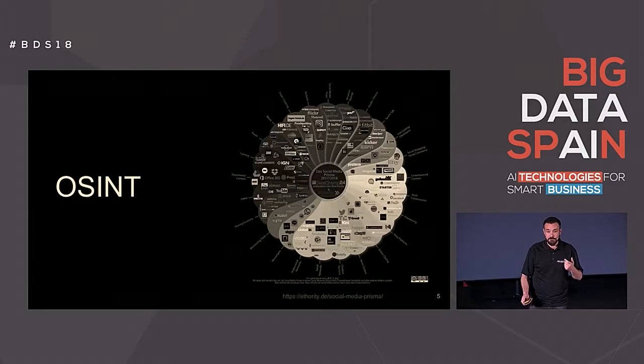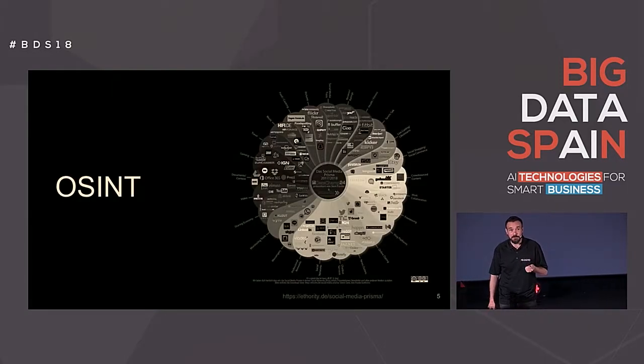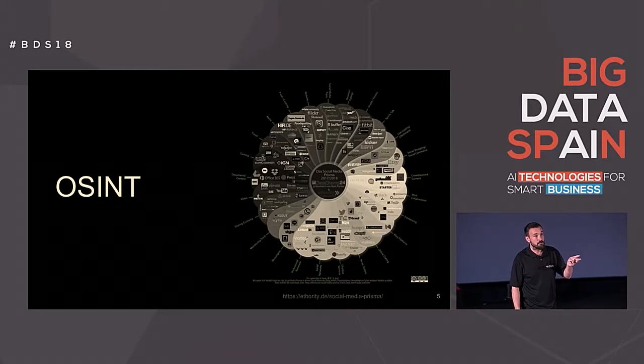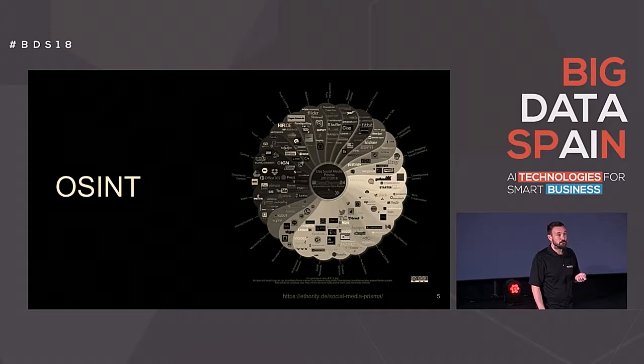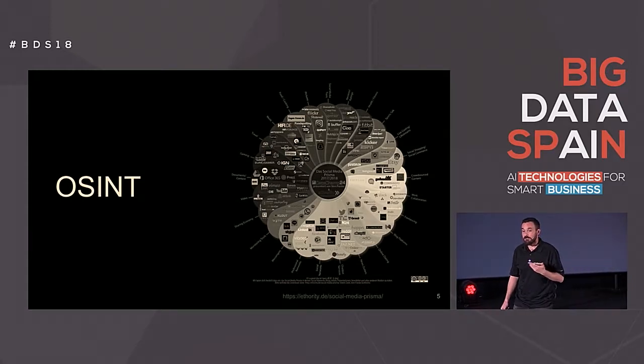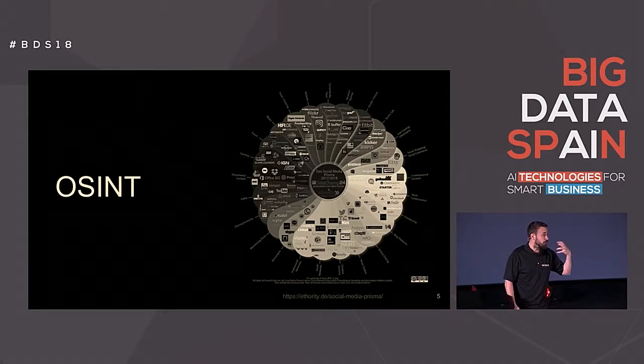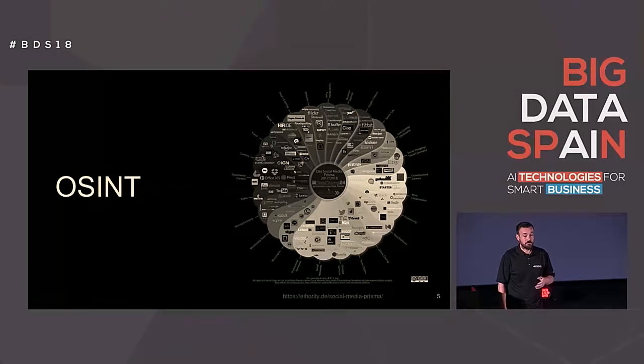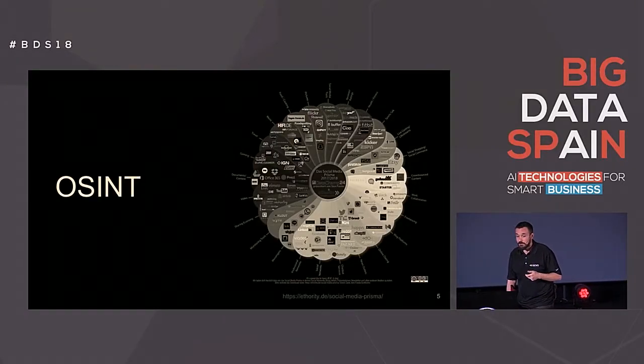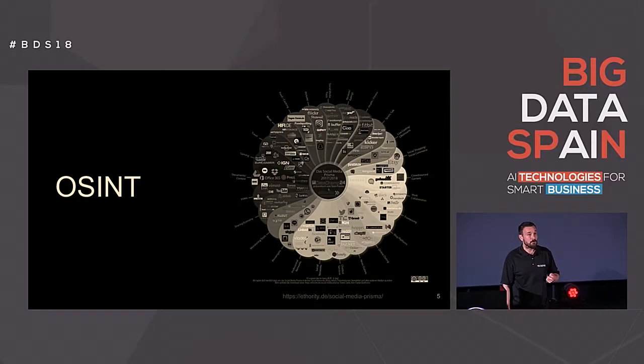First, we will start by talking about open source intelligence. How many of you know what open source intelligence is? Nobody? Two guys, okay. Open source intelligence is just getting all the information that you can get from different sources, mainly governmental information, social networks, anything else.